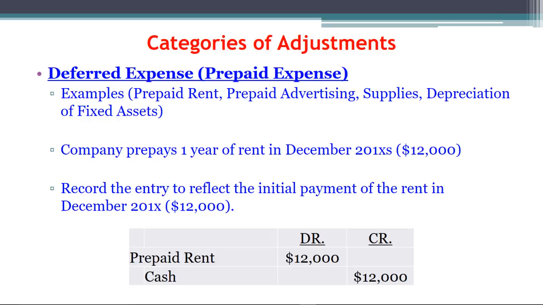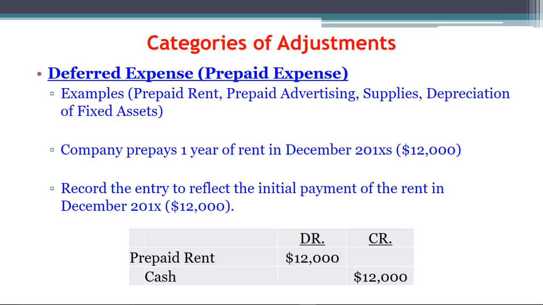So let's take a look at an example of a deferred expense, also known as a prepaid expense. Some examples here would be prepaid rent, prepaid advertising, supplies, because we're prepaying for supplies, we're buying them in advance of their use, and then a special type of prepaid known as depreciation. I'm going to briefly talk about that as well.